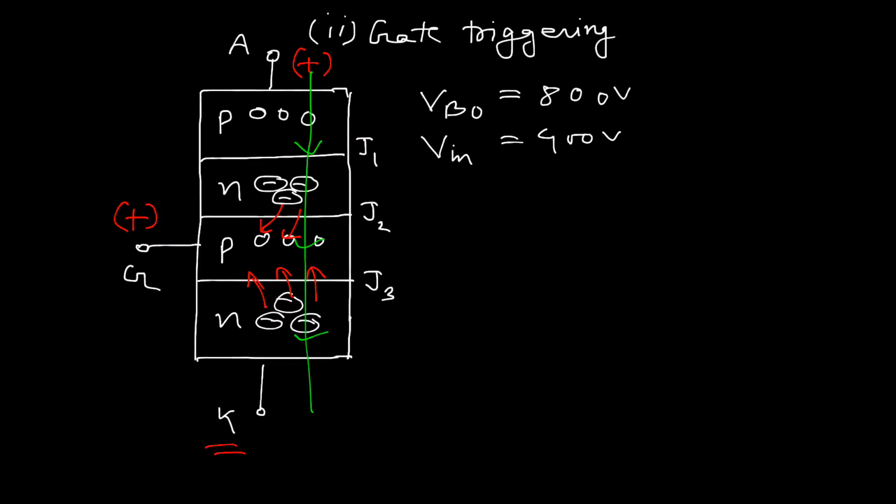But by using the gate terminal, the gate biasing voltage, the application of a voltage that is very small in magnitude, the device can work under normal working condition of 400 volt. Suppose again we are increasing the gate current, then the device can work under lower voltage, say 300 volt or 200 volt and so on. That means if we are increasing the gate current, then the breakover voltage should decrease.